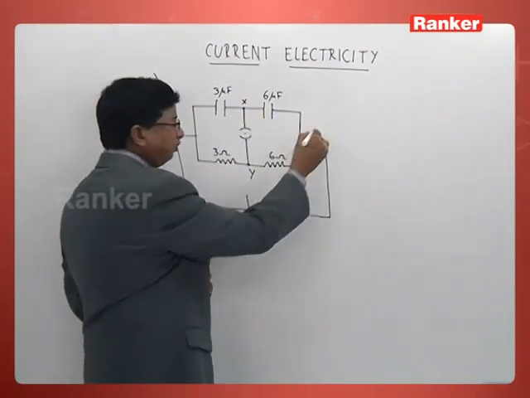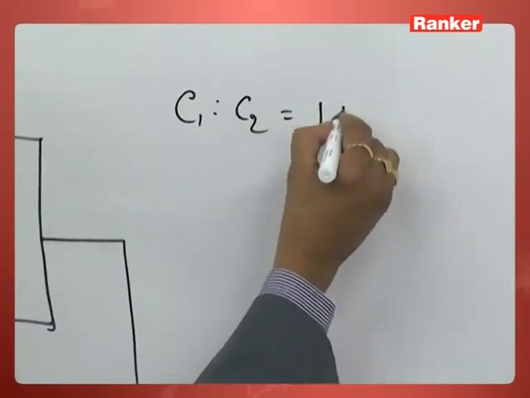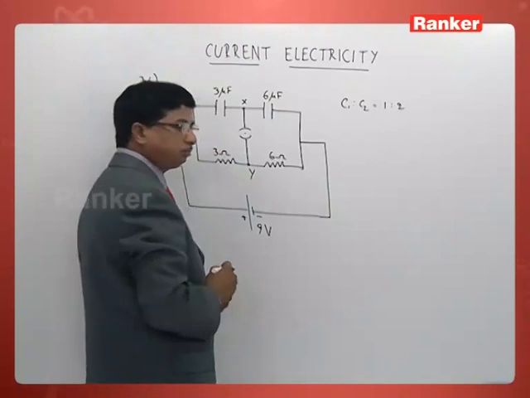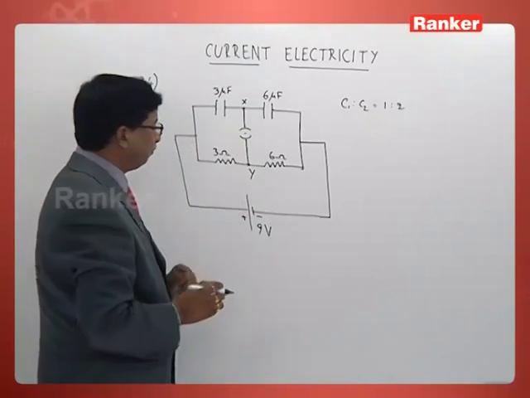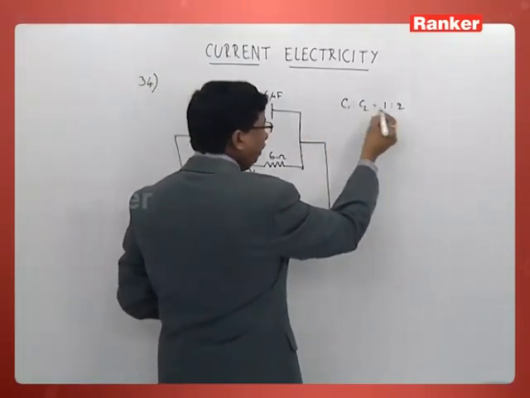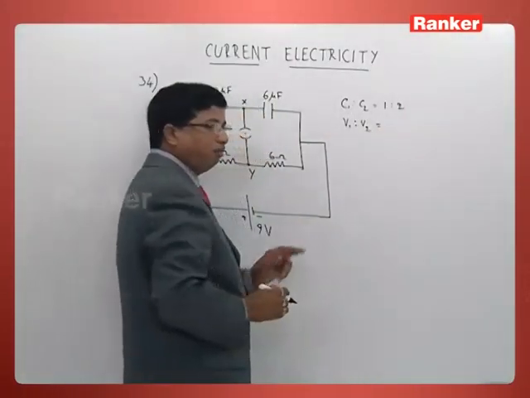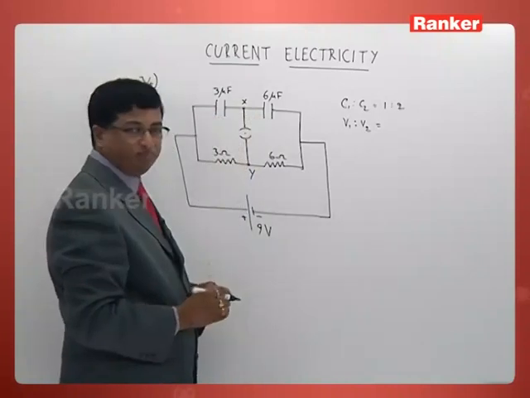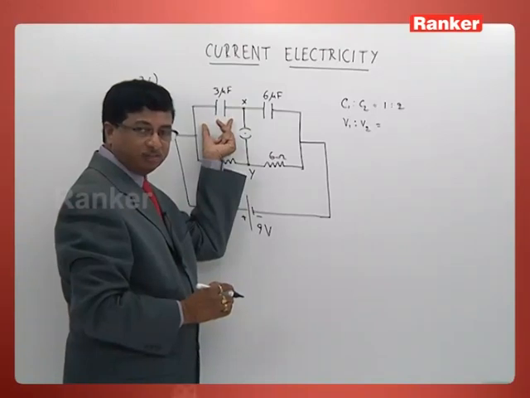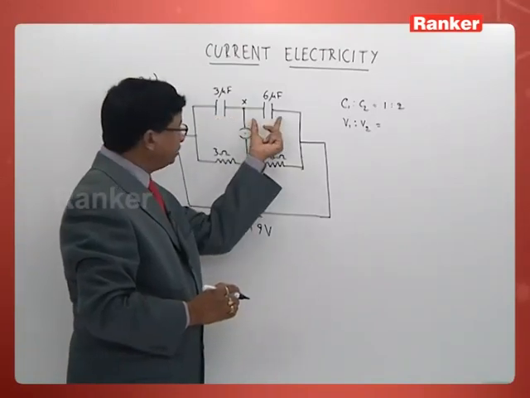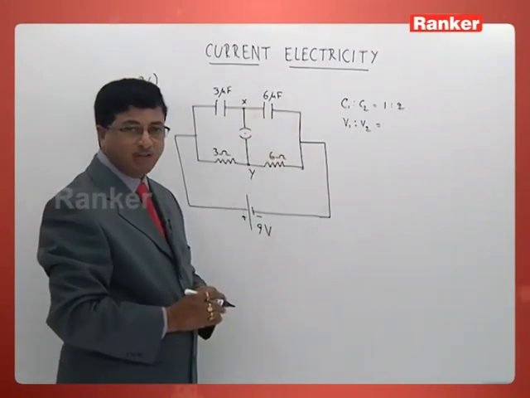Capacitors, when I consider C1 is to C2, which now is going to be 1 is to 2, you can straight away understand 1 is to 2 is the ratio. When C1 is to C2 is 1 is to 2, what would be the ratio of potential differences across them? If I take the potential difference across the plates of the first condenser as V1, and across the second condenser as V2, what would be the ratio there?